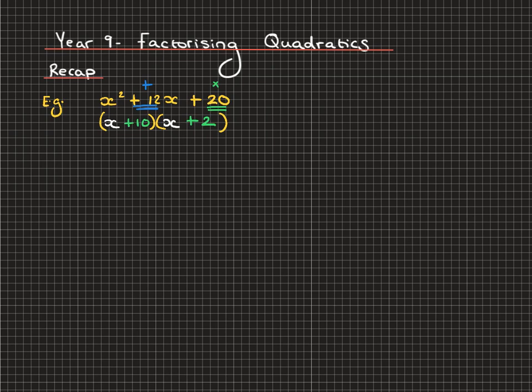So for instance, we know that 5 multiplied by 4 also gives us 20, but 5 plus 4 does not equal 12. So we can't use the combination of 5 and 4. It has to be the 10 and 2 combination.